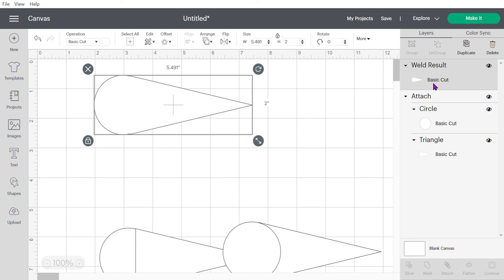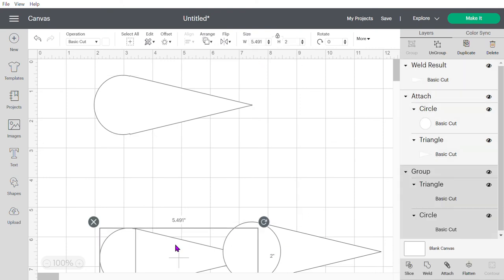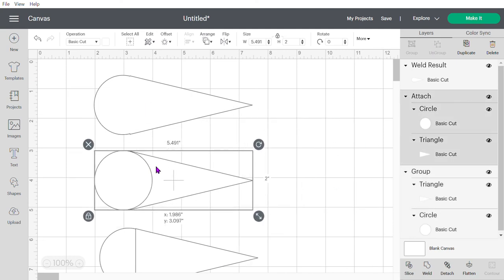So if you look over here in the Layers tab, you still have your attached circle and triangle. You still have your grouped circle and triangle. But your weld is only showing one basic cut, which is the entirety of the circle and triangle glued together. So look at it here. Remember, this is our attached, and if we didn't know that, we could just go over to the Layers tab and see the word attached. There you go. There you have it.